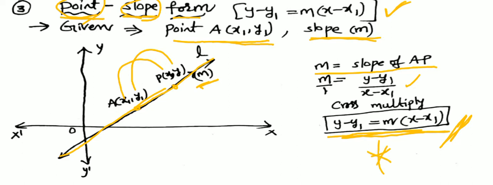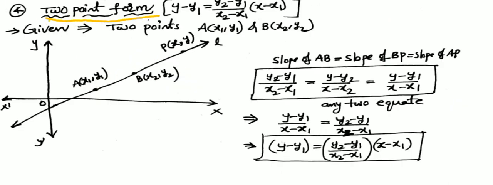Nearly 60% to 70% of problems will be solved by using this formula. So very important, keep in mind, y minus y1 is equal to m into x minus x1, slope point form or point slope form.